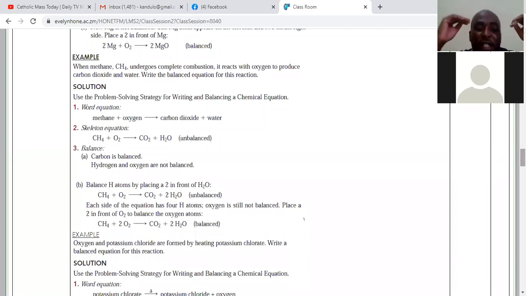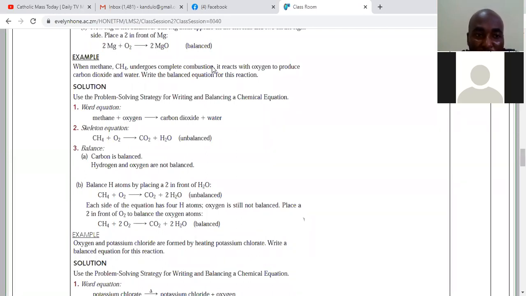Then I've already said when we do this balancing and talk about types of reactions, then we'll do the redox, which is also very simple. So this is the case. The next one is methane plus oxygen.